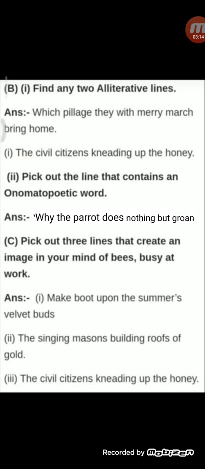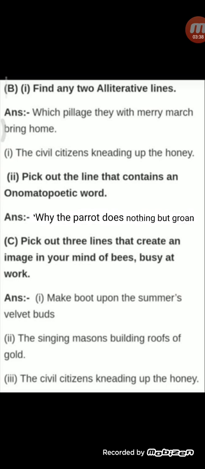Find out two alliterative lines from the poem, that is The Bees, right? Which pillage they merry march bring home. Merry march, M is repeated. Alliteration. The civilian citizens kneading up the honey. Civilian citizens, C sound is repeated.